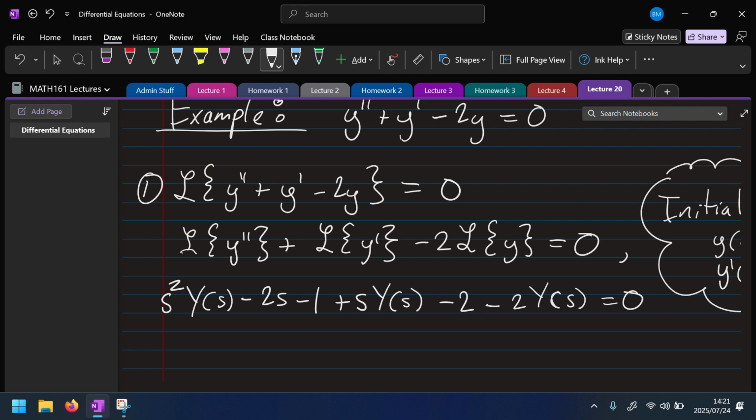Okay. And again, notice how there are no more derivatives. So all we have left is this capital Y of s. Okay. So that's step 1. Step 2, we need to then solve for capital Y of s. So let's do that.